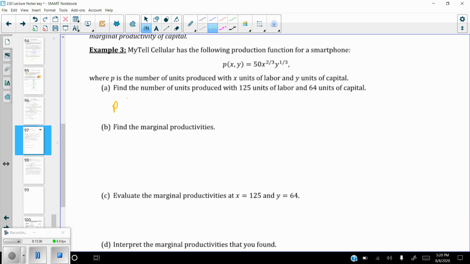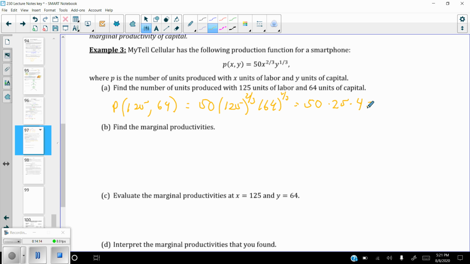So that means P, so labor was 125, that's x. Capital is 64, that goes there. So we're going to do 50 times 125 to the 2/3 power, and then 64 to the 1/3 power. Believe it or not, these are things that I can actually do in my head. So that's going to be 50 times 125 to the 2/3 power is the cube root of 125, which is 5, squared, which is 25. And then 64 to the 1/3 power is just the cube root of 64, which is going to be 4.